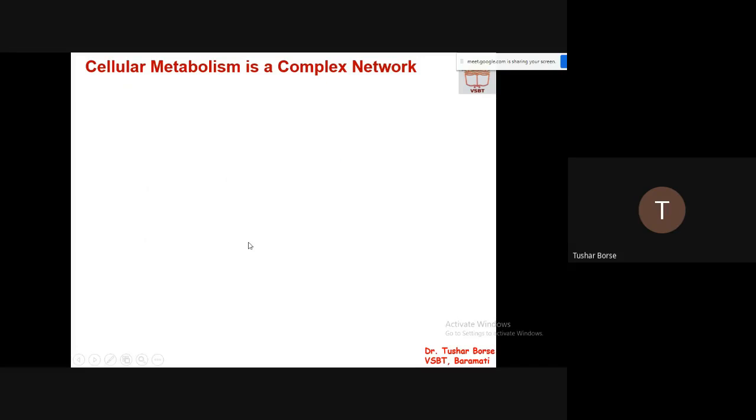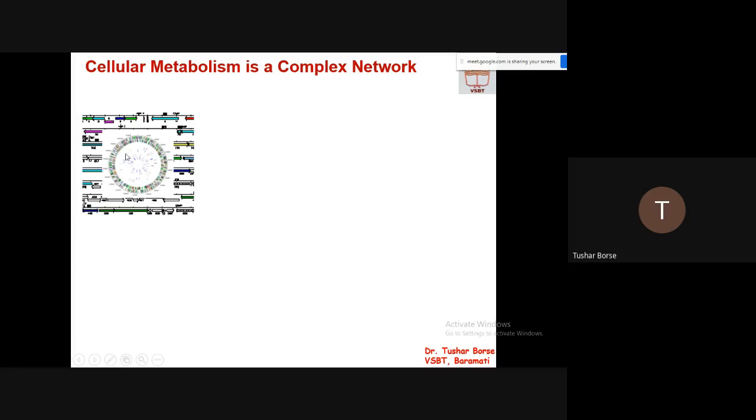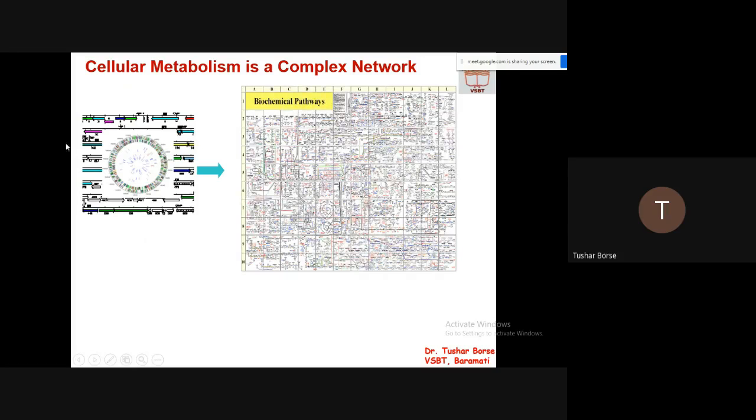But as we know, cellular metabolism is a complex network. So you have a very large complexity. The complexity could be with respect to its genes. You have a very huge genome for any given organism, and within that genome you have thousands and thousands of genes. Compared to prokaryotes, eukaryotes have a very huge genome. It is not necessary that each and every gene within that genome is expressible. So that kind of complexity is there.